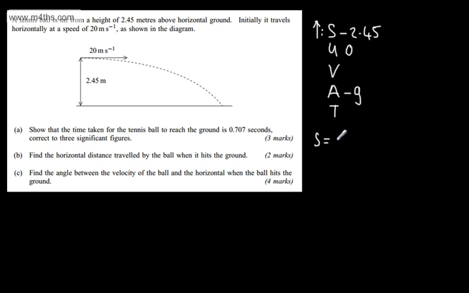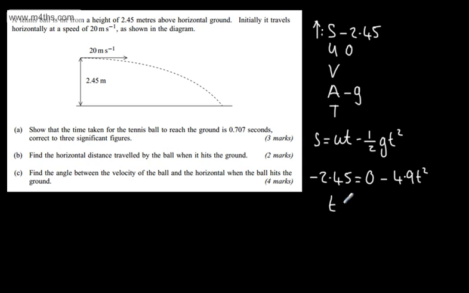We know that s is equal to ut minus 1/2 gt squared. Remember, this comes from s is equal to ut plus 1/2 at squared. So we've got negative 2.45 will be equal to ut, which is simply going to be 0. Then, subtracting from this, we're going to have the minus 1/2 gt squared. We just have to be a little careful here with the positives and negatives. So if I plug this in, we're going to have minus 4.9 t squared.